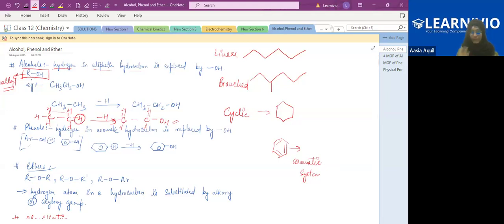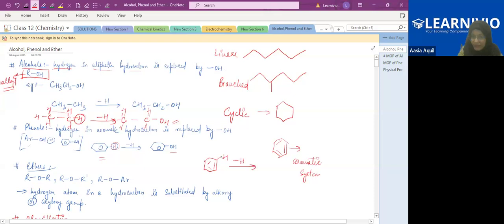Yes, ma'am. Okay. Similarly, what do I mean by phenols? It's very simple. When the hydrogen in an aromatic hydrocarbon ring is replaced by a hydroxyl group, suppose you just take a benzene and replace one hydrogen by a hydroxyl group. You know very well this is a benzene, and each and every carbon has one hydrogen. So when you replace this hydrogen by a hydroxyl group, this is known as your phenol.